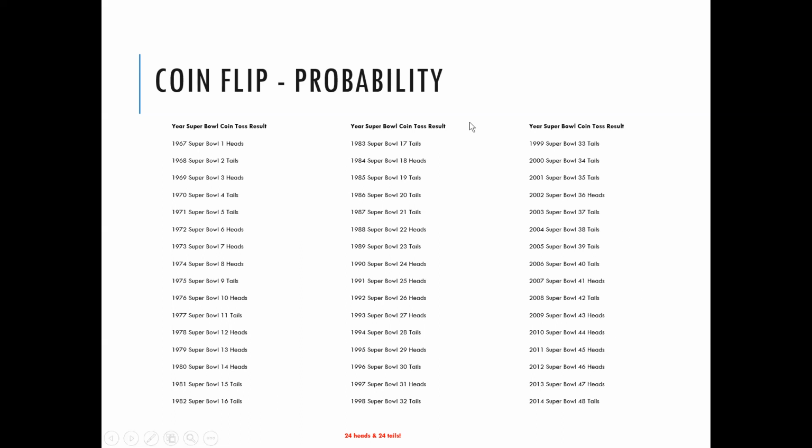But when we look at all years from 1967 to 2014, so many more observations, our sample size is larger, we actually come up with exactly 24 heads and 24 tails, right? Perfectly 0.5.